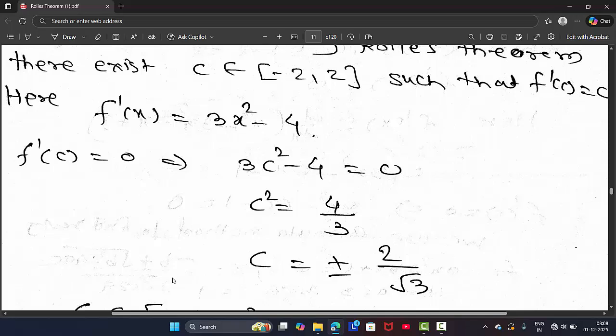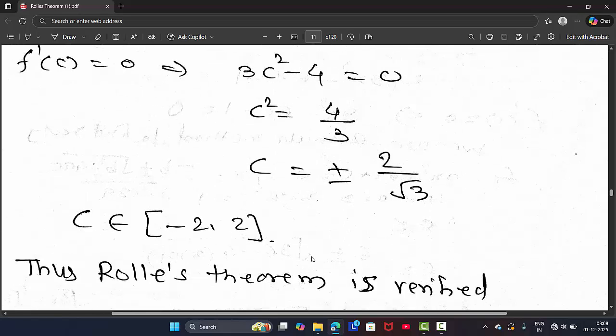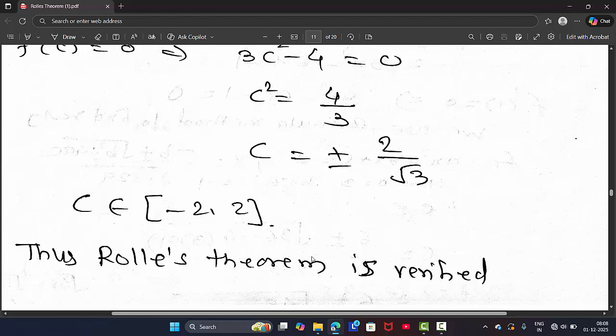F dash c equal to 0 implies 3c square minus 4 equal to 0, implies c square equal to 4 by 3, implies c equal to plus minus 2 by root 3. Thus, c belongs to minus 2 to 2. Thus, Rolle's theorem is verified.